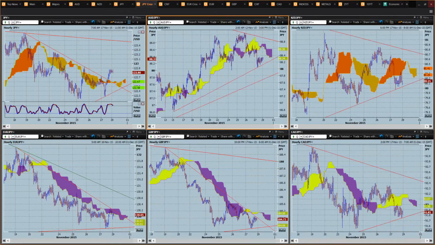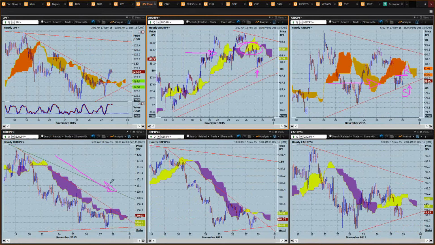Okay, if you've gone through and drawn your technical levels, Aussie's down through the cloud. We do have a new support line down here, but it's not that ideal setup we'd like to see, but definitely still worth looking at. Kiwi yen, well, a bit of resistance here around that cloud and support on the trend line. So it's more or less, I think, still trading sideways as well.